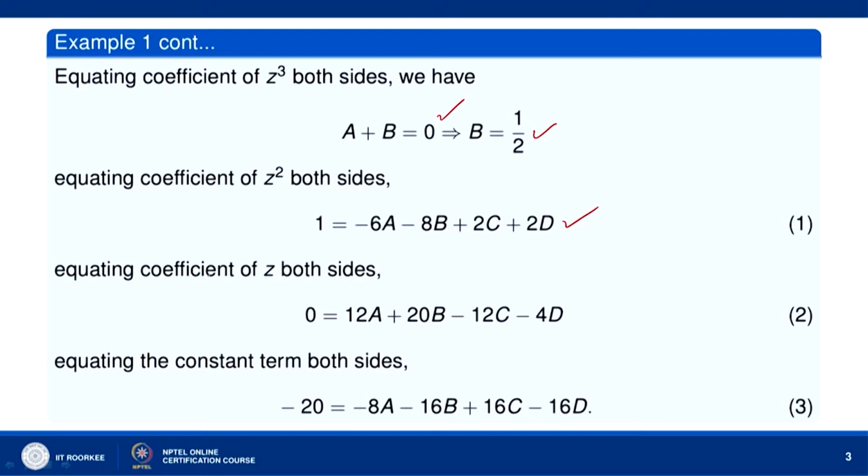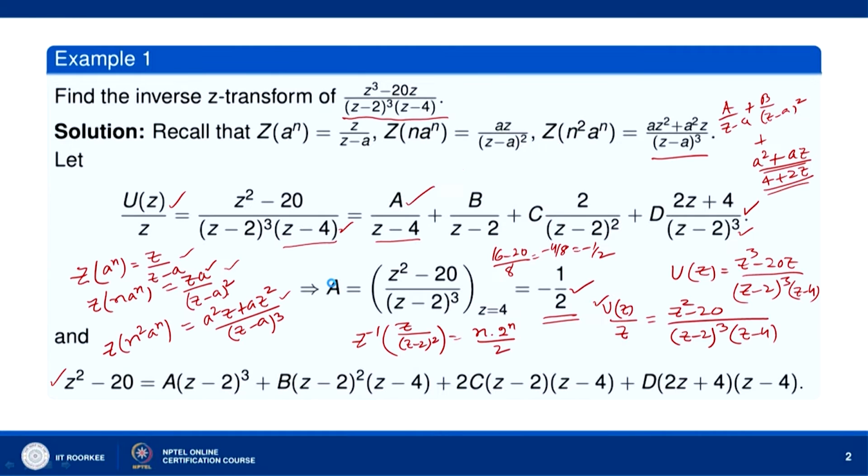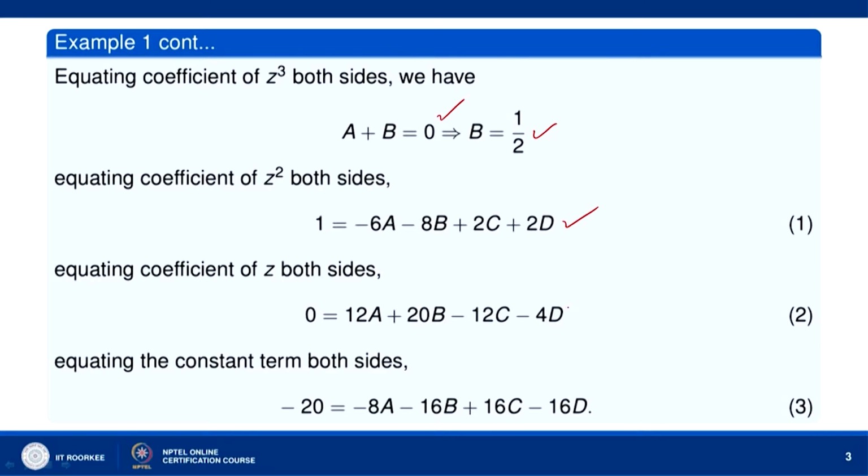Now, next we equate the coefficient of z on both sides. There is no z term on the left side, so the coefficient of z there is 0. On the right side, when you collect the coefficient of z, you get 12a plus 20b minus 12c minus 4d. So we have 0 equal to 12a plus 20b minus 12c minus 4d.